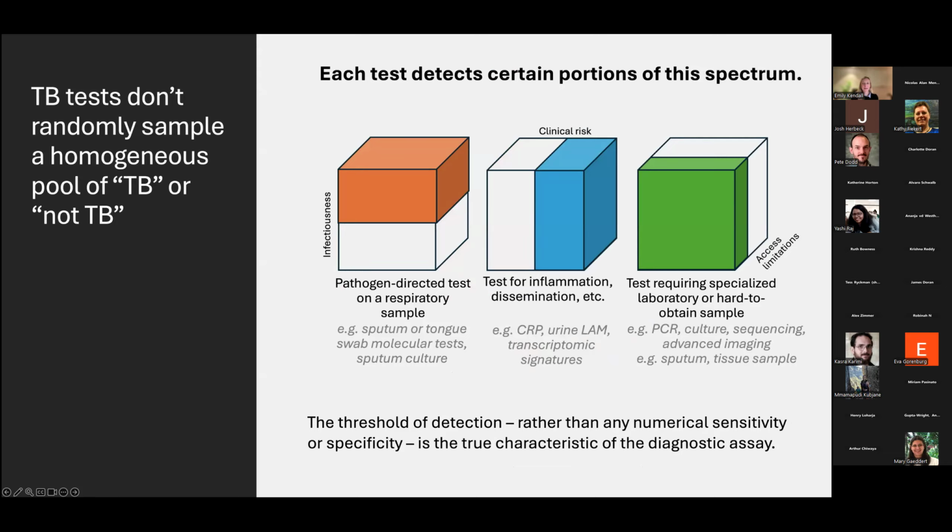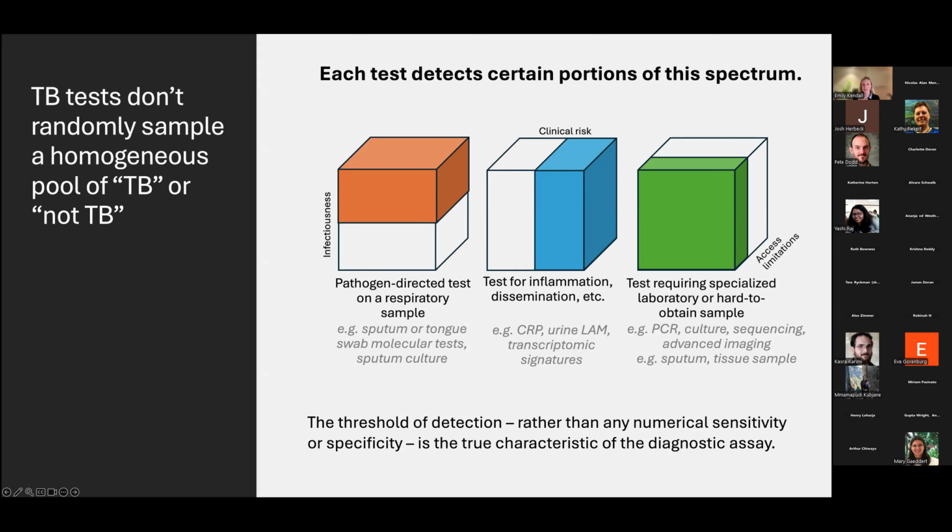And it's theoretically possible for any given test to delineate along which dimensions, what disease manifestations that test detects, and to conceptualize the spectrum of disease along a corresponding axis or axes, and think about who the test detects and doesn't. And these 3 dimensions that I've illustrated here of clinical risk and infectiousness and access correspond roughly to the dimensions of disease that different tests are getting at.